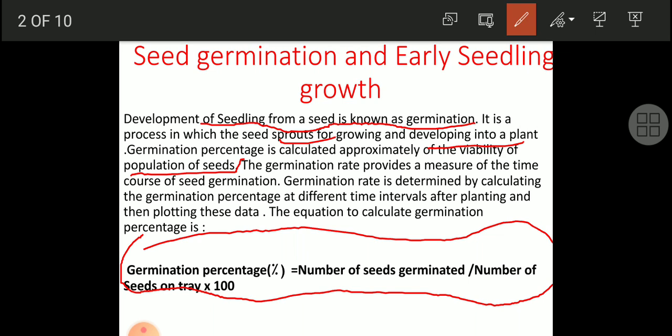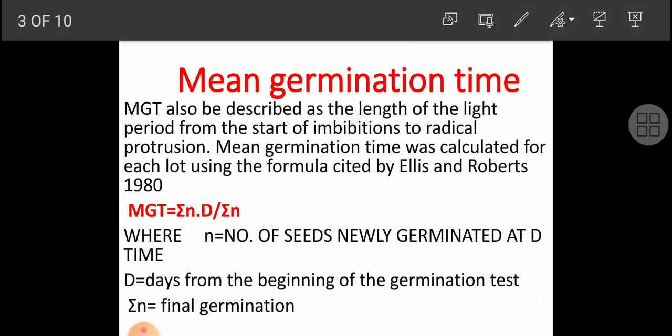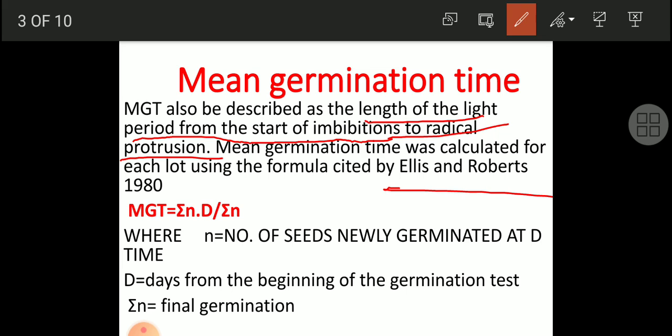Now, the mean germination time. How to calculate the mean germination time? Mean germination time is also described as the length of the time period from the start of imbibition to radicle protrusion. Mean germination time was first calculated with the help of a formula by Ellis and Roberts in 1988.